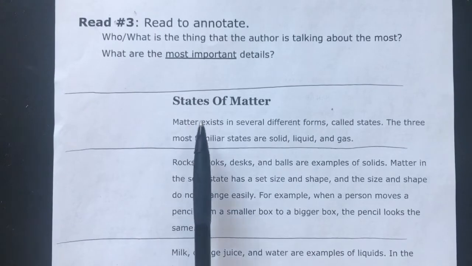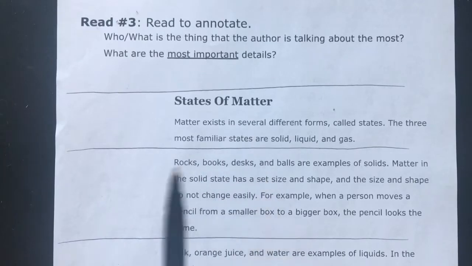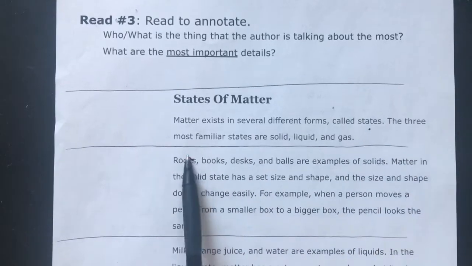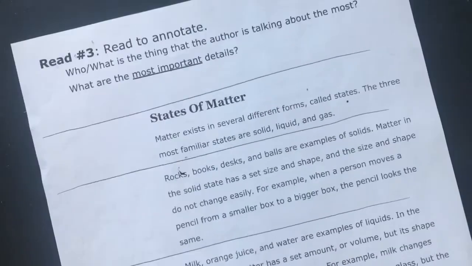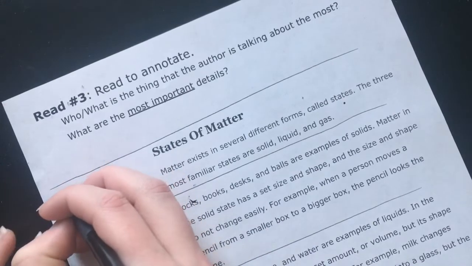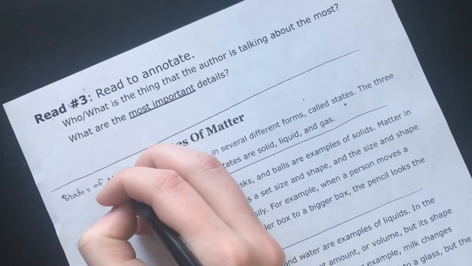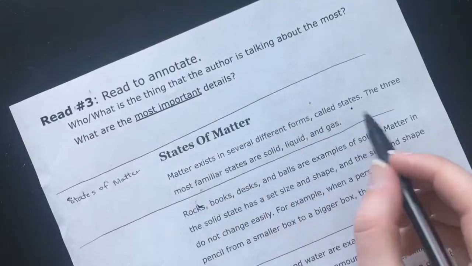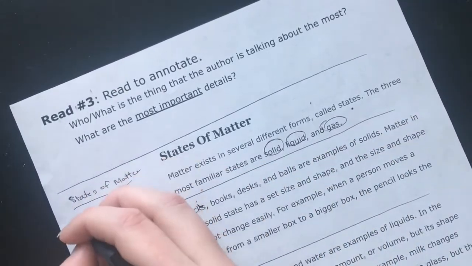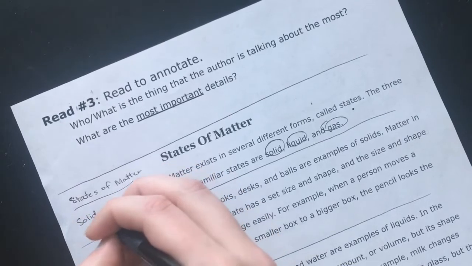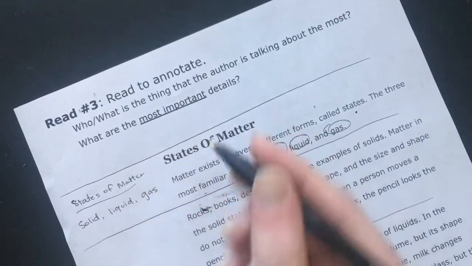So let's start off with just the title, States of Matter. Matter exists in several different forms called states. The 3 most familiar states are solid, liquid, and gas. So I'm going to write in the margins. You should be writing what I'm writing. States of matter. And then the most important things are solid, liquid, and gas. So I'm just going to write that down in the margins. And you should have this written down as well.